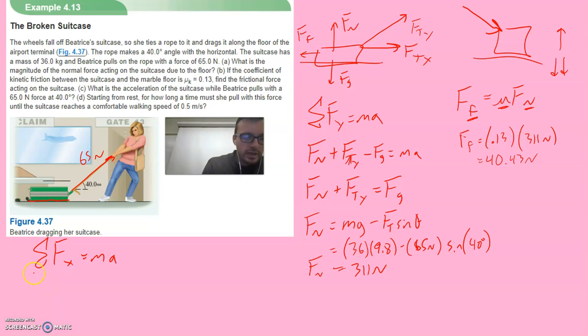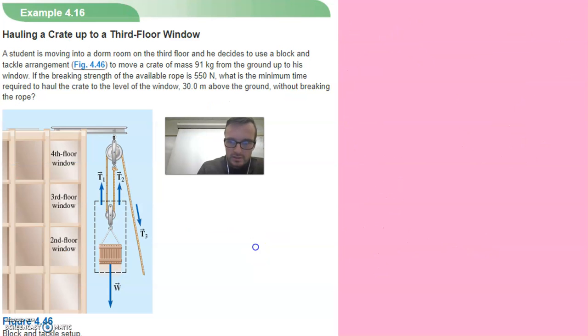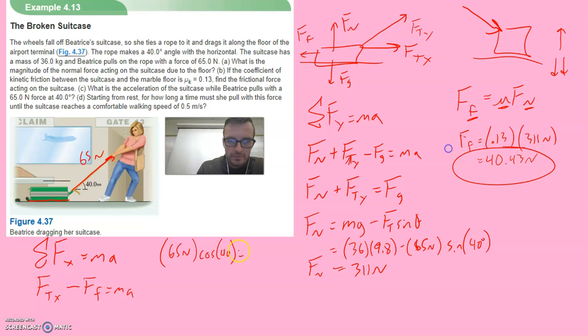In the horizontal direction, we have her Ftx, her tension force that she's pulling with in the x component, minus the force of friction, and that equals ma. So the question says, what's the acceleration? So let's go ahead and plug all this in. Ftx would be 65 newtons times cosine of 40 minus our Ff we just solved for over here. So that minus 40.43 equals ma. I'm going to kind of chop that so it doesn't run into the next problem over there. And 65 cosine of 40 is going to be 49.79 minus 40.43 equals, and we also know the m, don't we? We know the m is 36 times a.